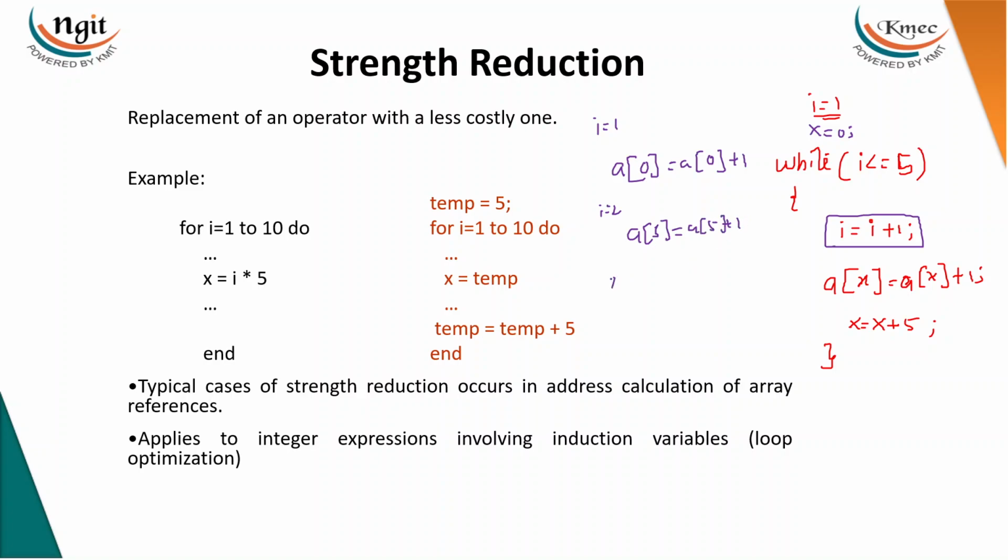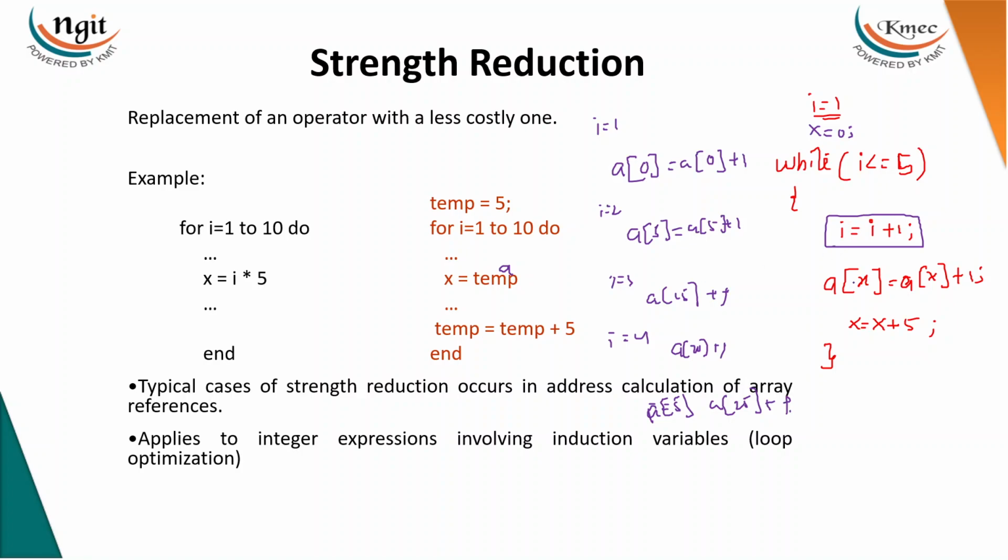Then when i equals 3, a of 15 will be incremented. When i equals 4, a of 20 will be incremented. When i equals 5, a of 25 will be incremented.